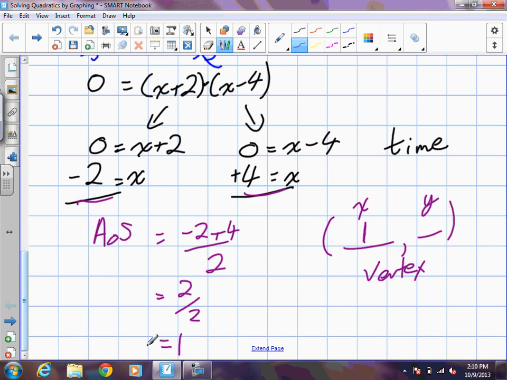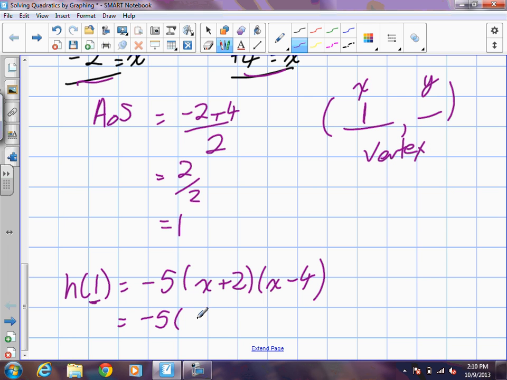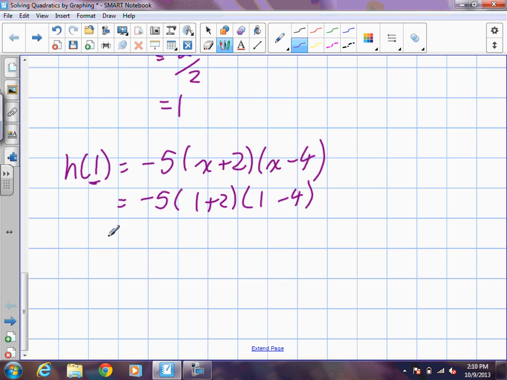Okay. So we had h at, and in this case we'll go h at 1 is equal to, our factored form was negative 5 (x plus 2)(x minus 4). This was our factored form. So we're going to plug 1 in for both of the x's. Negative 5 (1 plus 2)(1 minus 4). Negative 5 times 3 times negative 3.